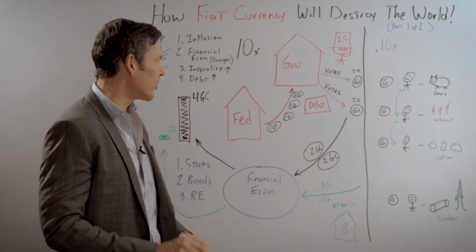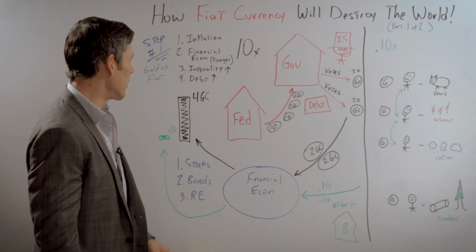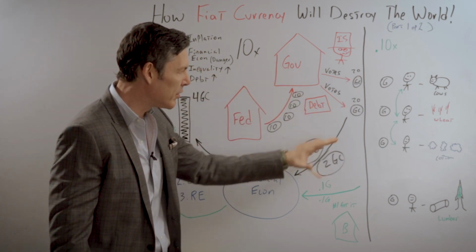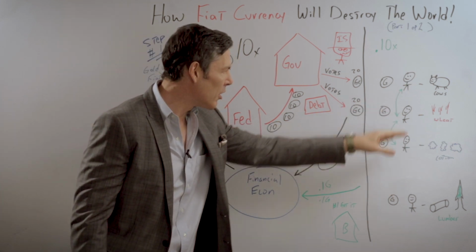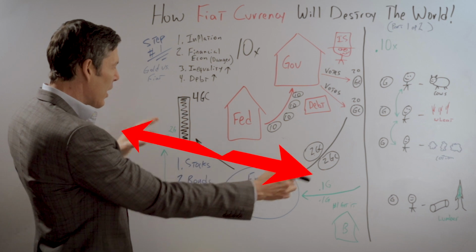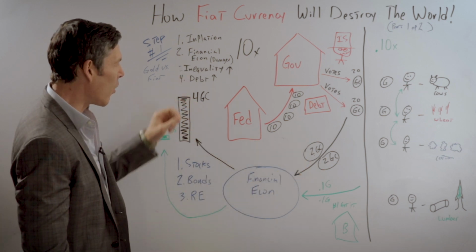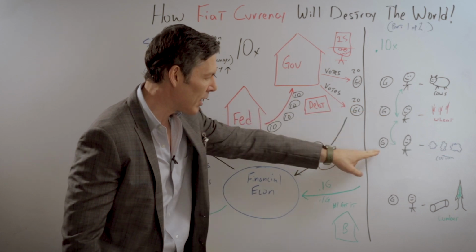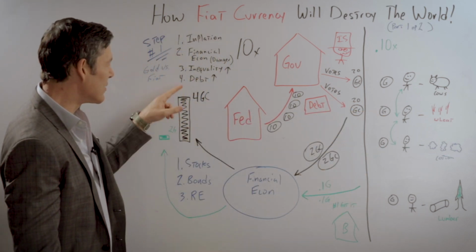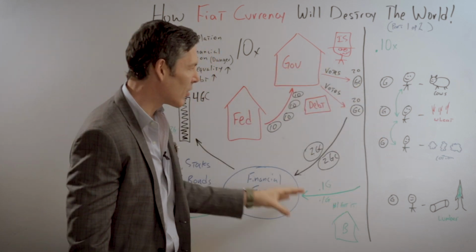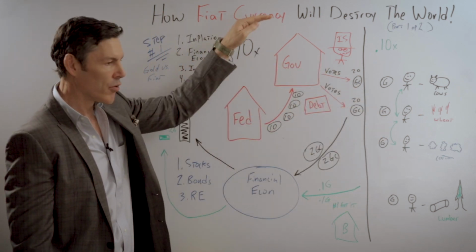So by introducing the fiat currency, we have created inflation. We now have more coins chasing the same amount of goods and services. The financial economy has grown exponentially. Inequality has increased between these 2 and these 2. And the debt of the government or the society as a whole has gone through the roof.